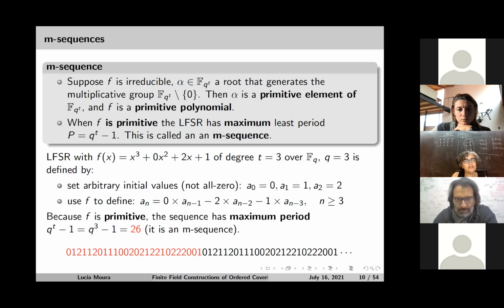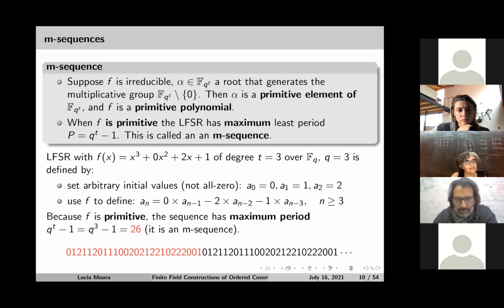We are going to want sequences with maximum period, which are called M sequences. So we pick that polynomial to be primitive, right? If I have F, an irreducible polynomial that has a root, and that root generates the multiplicative group of the field, then alpha is called primitive, and F is a primitive polynomial. So we know that when F is primitive, the LFSR has maximum period, and that period is precisely q^t minus 1.